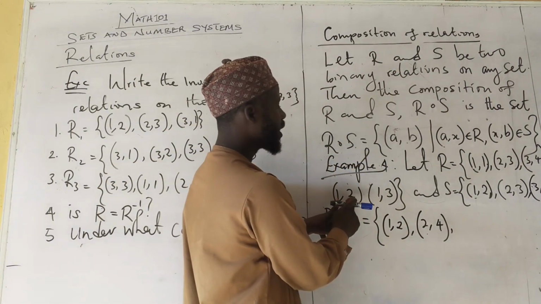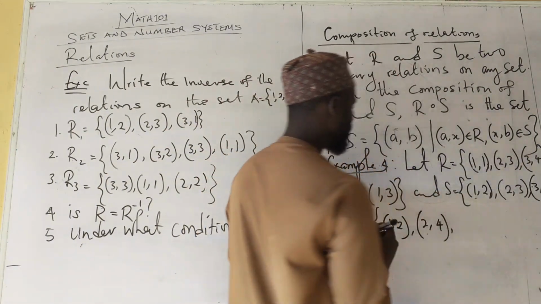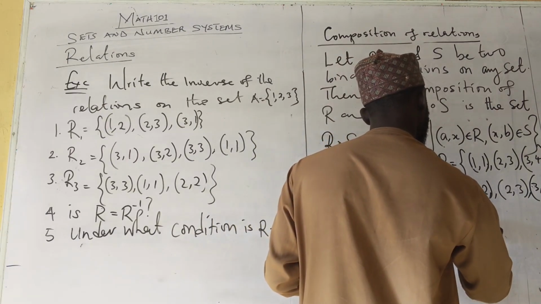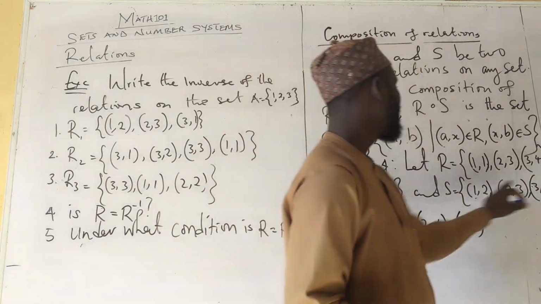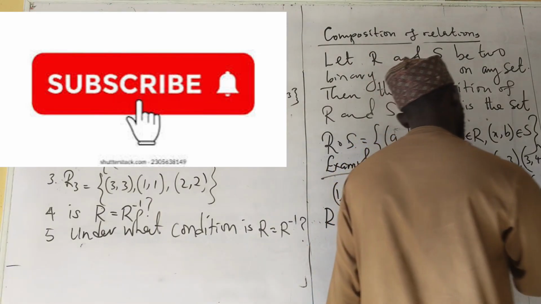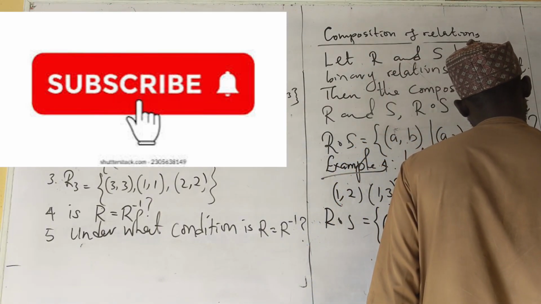So 1 is related to 2, 2 is related to 3. So we have 1 is related to 3. 1 is related to 3, 3 is related to 4 here. So we have 1 is related to 4.